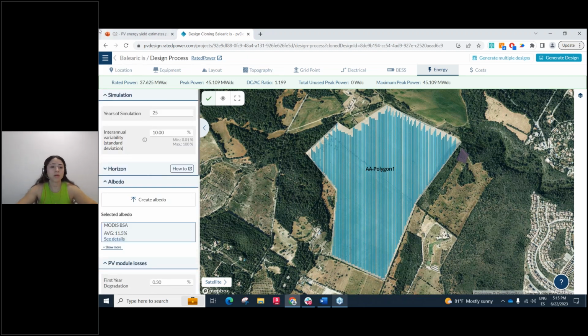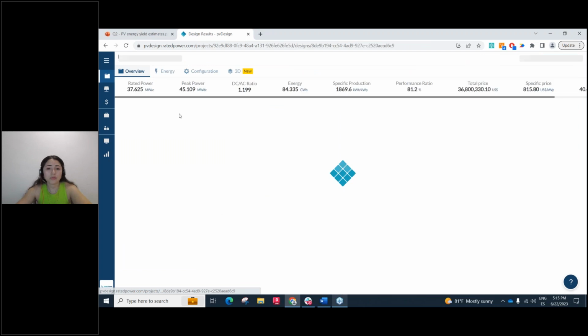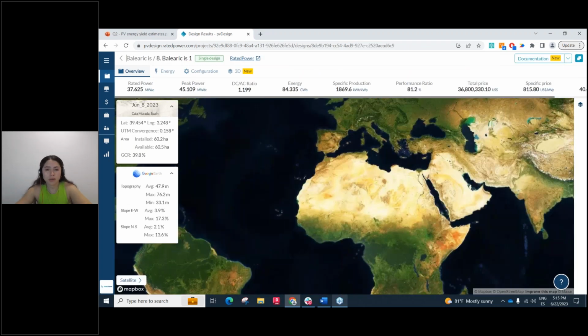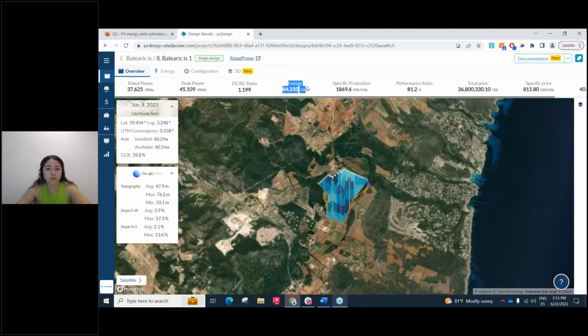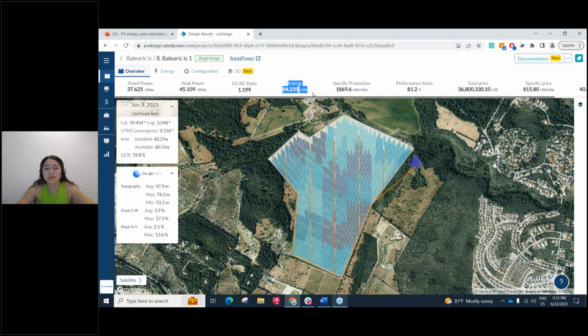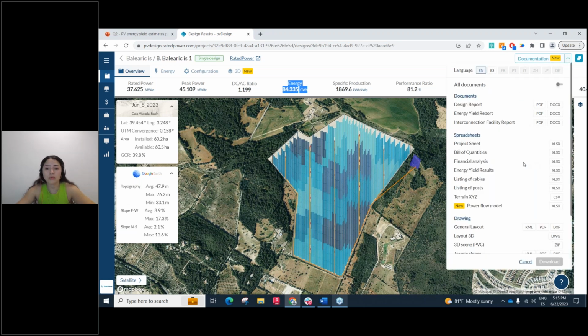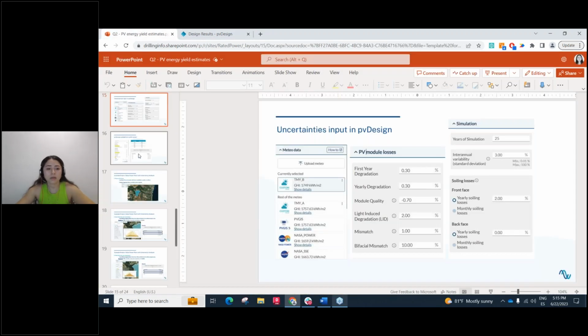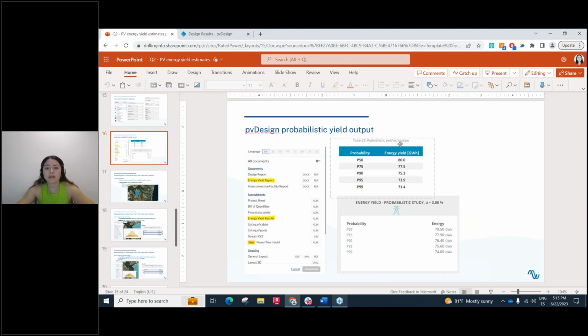Once you have entered all the parameters that you need, you have to generate your design, and as an output for the uncertainties value, as I mentioned in the beginning of the webinar, the first energy value that you will have here is for the first year, and the output will be in the energy yield report and the energy yield results, where you can find your probabilistic yield estimation and all the percentiles calculated within pvDesign.